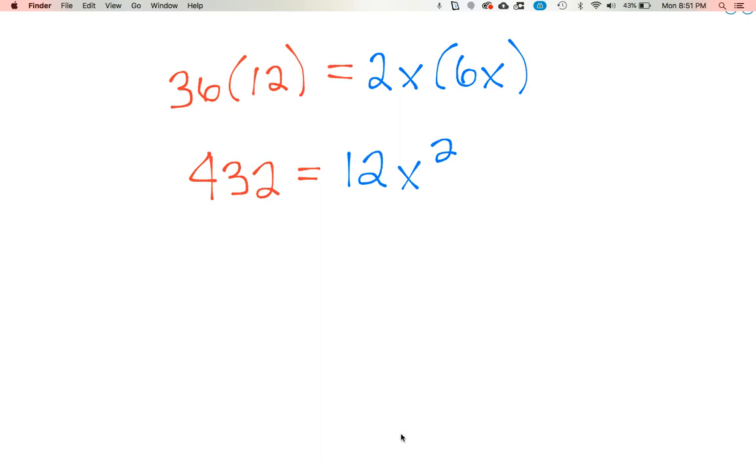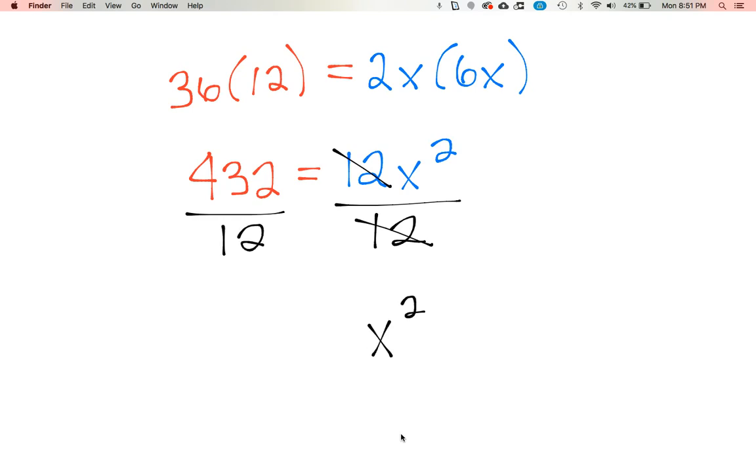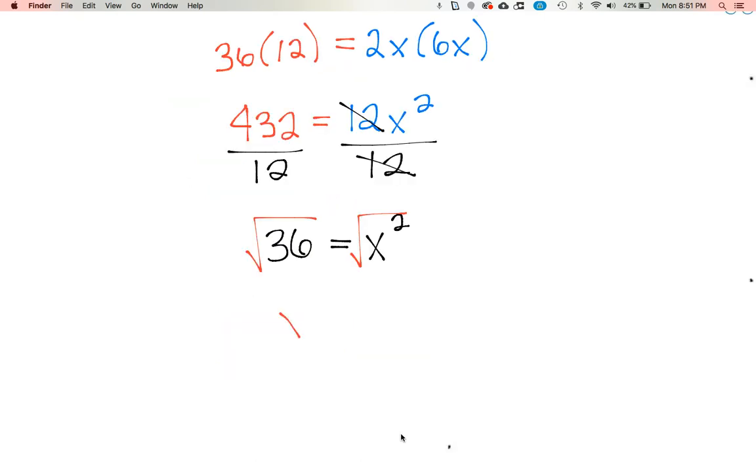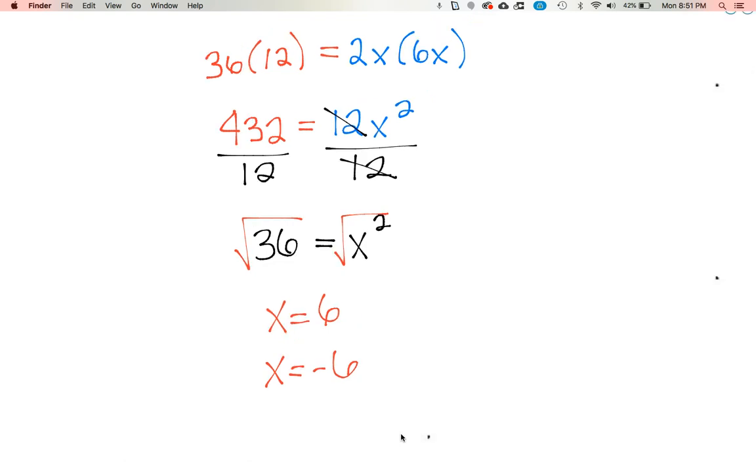Now it's not that scary of a quadratic because we can just divide this by 12 on both sides. Which gives us 36. And just like at the end of the Pythagorean theorem, to get x by itself, we're going to take the square root of both sides. So x equals 6. And don't forget, there's going to be two answers with a quadratic. X is -6. Reason being, 6 times 6 is 36. -6 times -6 is also 36.